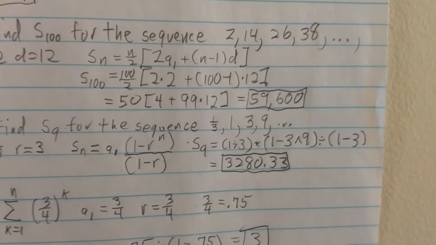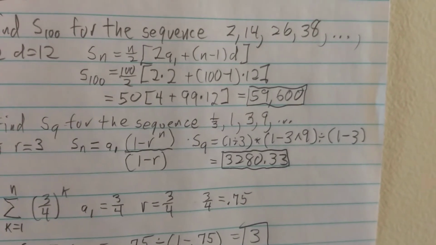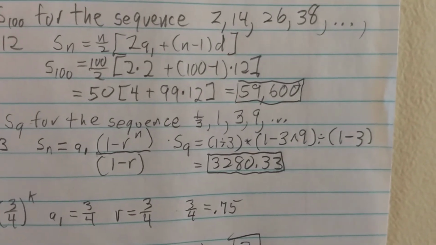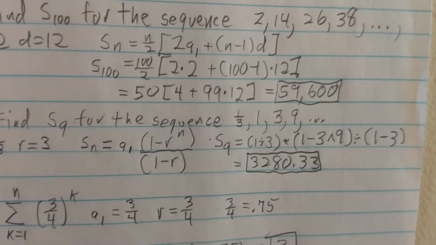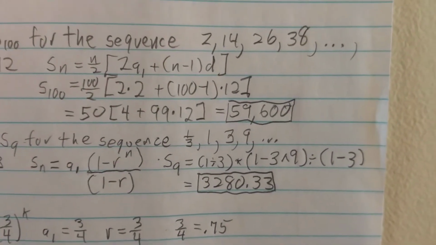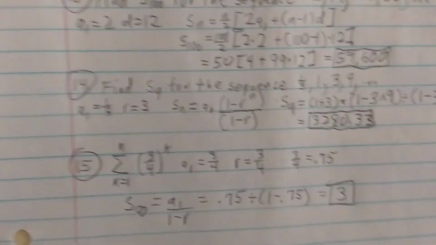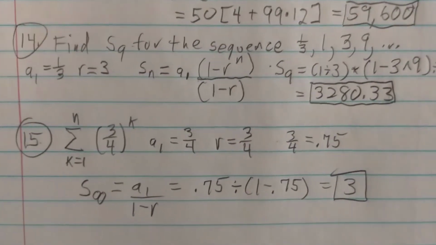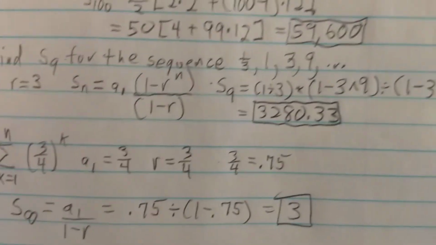Now plugging in the numbers we have, S100 is 100 over 2, and then in brackets 2 times 2 plus 99 times 12. On the calculator you would do 50 parentheses 4 plus 99 times 12 close parentheses, and you should get 59,600.